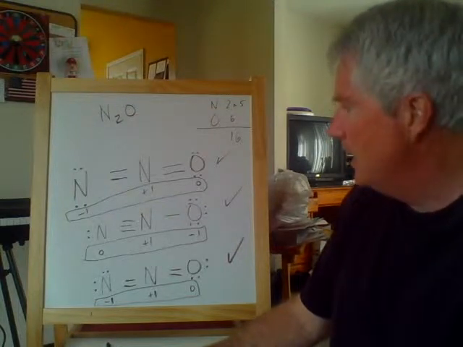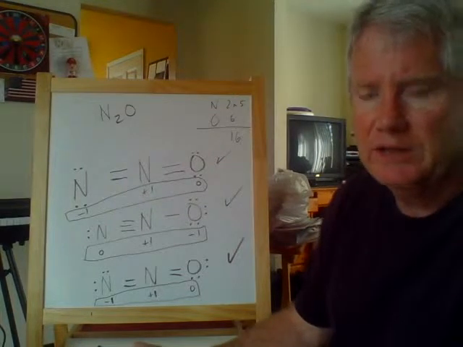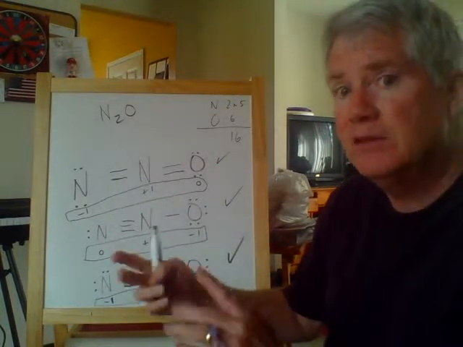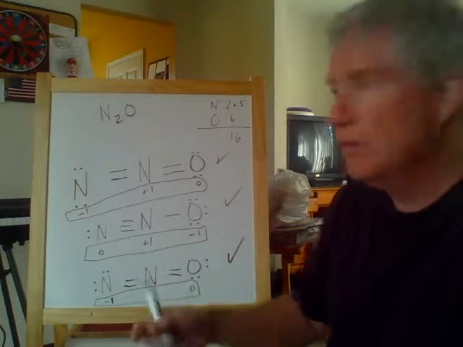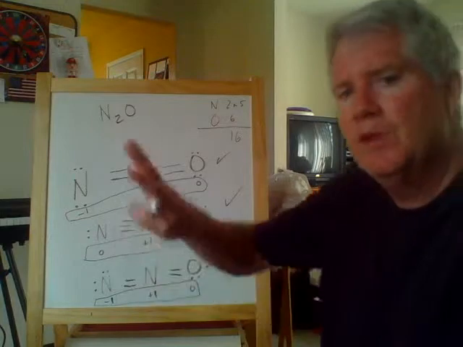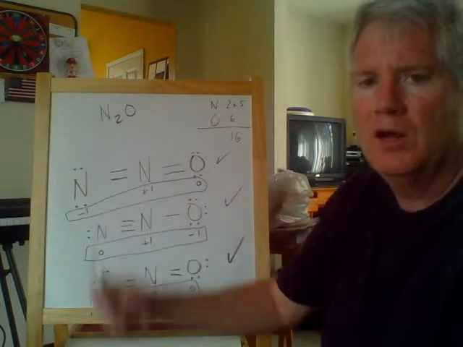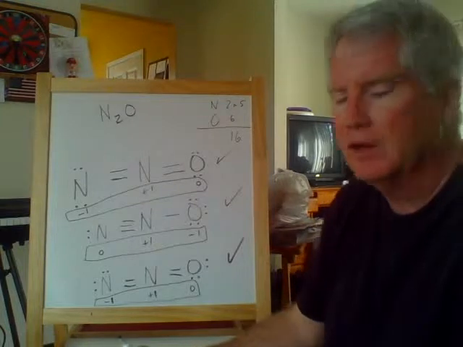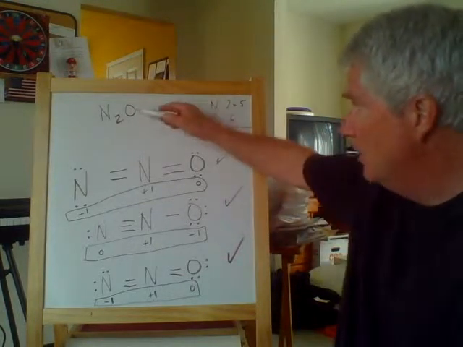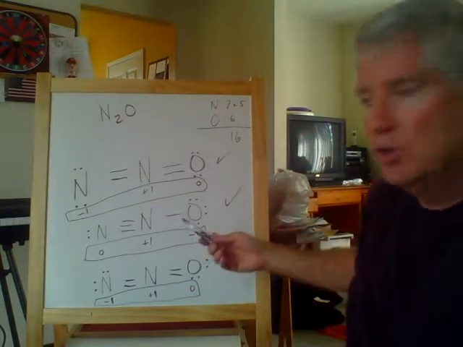But one stands out as better than the rest, and this comes back to electronegativity. The most electronegative, meaning the atom that likes electrons more than any others in this molecule, is oxygen. It's the most electronegative in the periodic table. It's to the right of nitrogen in the periodic table, so it is more electronegative. It has a higher electron affinity. So when the formal charge on the most electronegative atom is negative, that's a good thing.